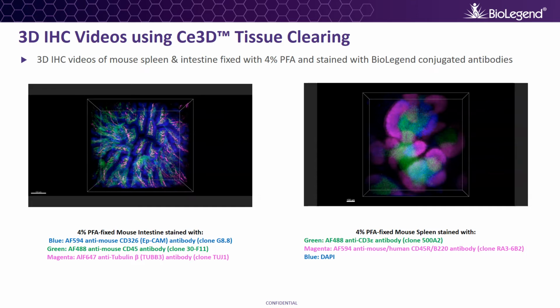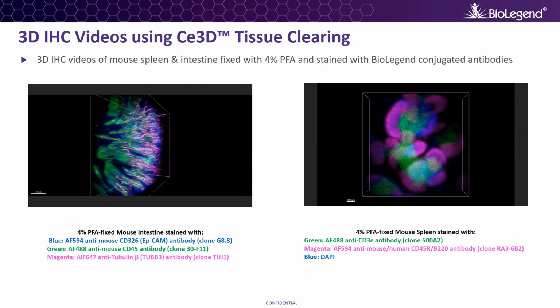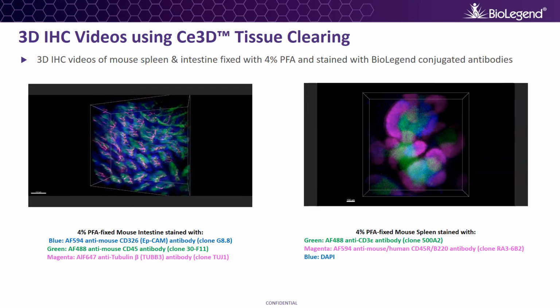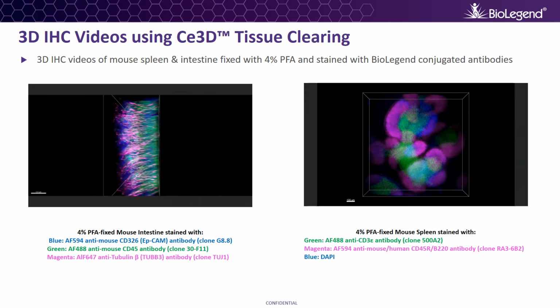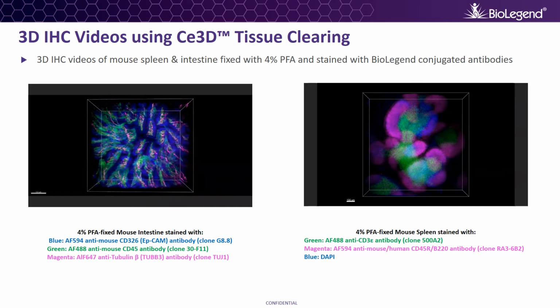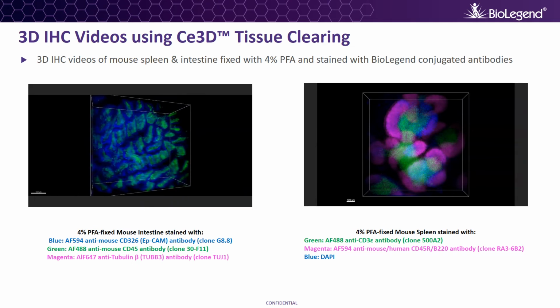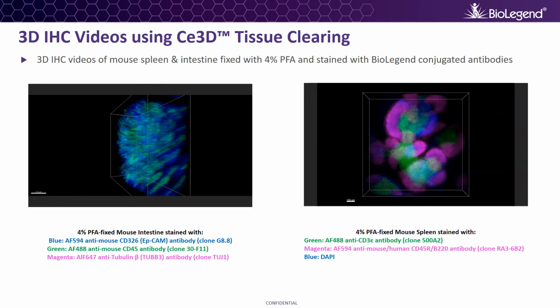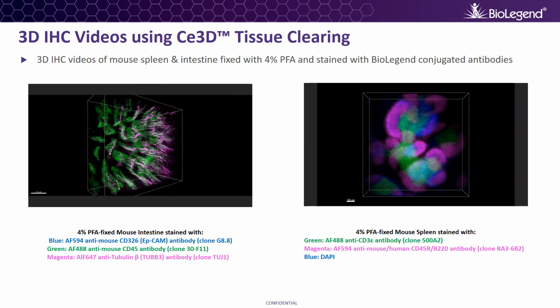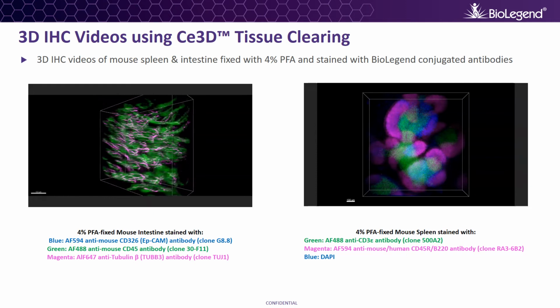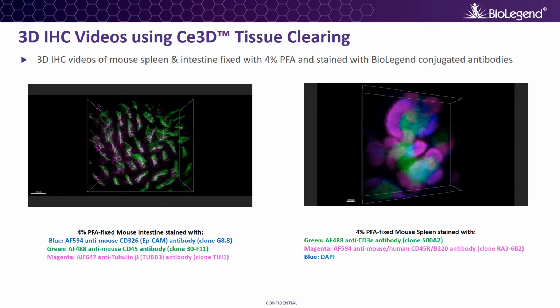In this slide, I'm showing 3D IHC videos of 500 micron spleen and intestine tissue sections from a mouse that was perfused and post-fixed with 4% PFA. In this video, to the left, you are observing the tissue section from mouse intestine that was stained with antibodies against CD326 or EpCAM, CD45, and tubulin. CD326 is a marker that stains intestinal epithelial cell linings, the microvilli. CD45 is a leukocyte marker, and tubulin stains the innervating neurons.